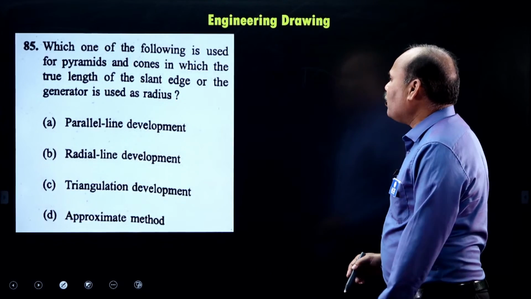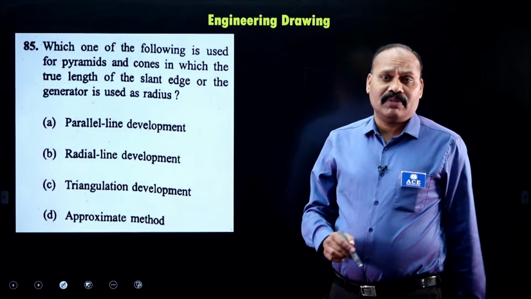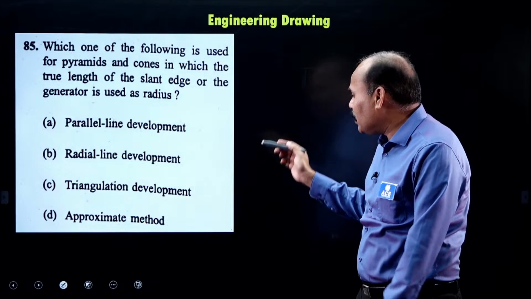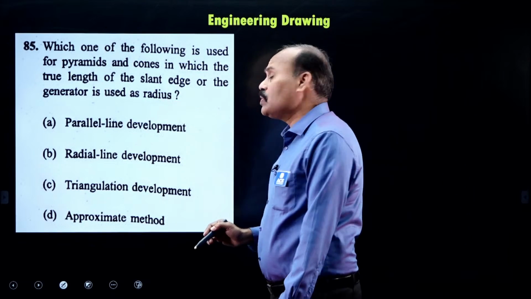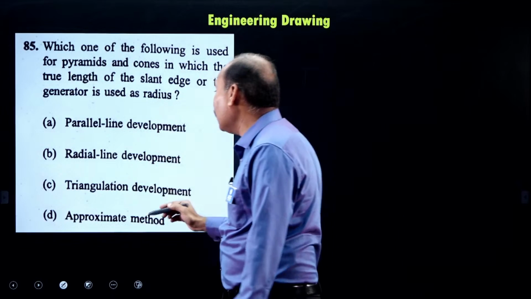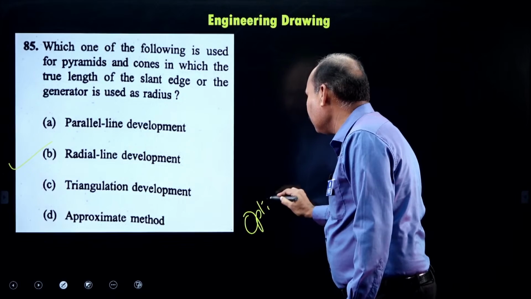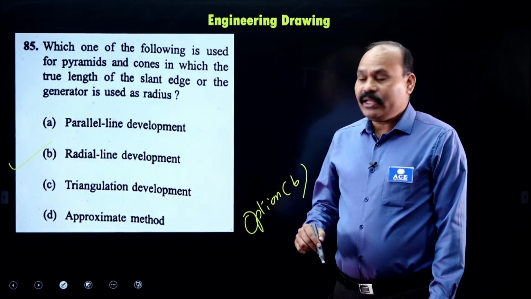Next question, which one of the following is used for pyramids and cones? Development of surface. In case of development of surface, there are many methods. So which method do we generally use? Slant edge generator is used as a radius. Slant edge means a radial line method. Answer is option B. So this is regarding drawing.